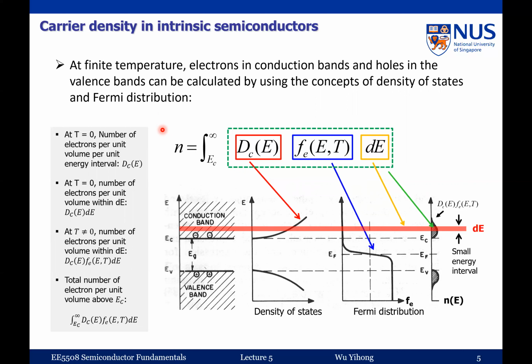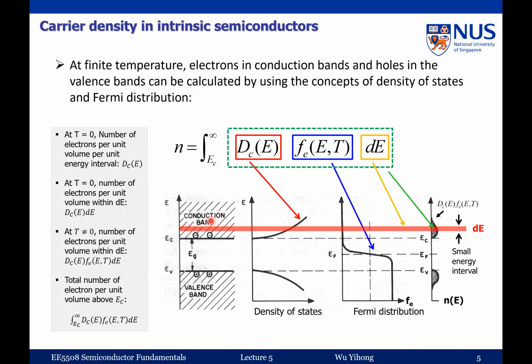And then of course, once we know this, in the next lecture we'll talk about how fast this charge can move. So these two factors combined will determine the current density, right? So now we just look at the carrier concentration first. We try to calculate the number of electrons per unit volume at a finite temperature in the conduction band.